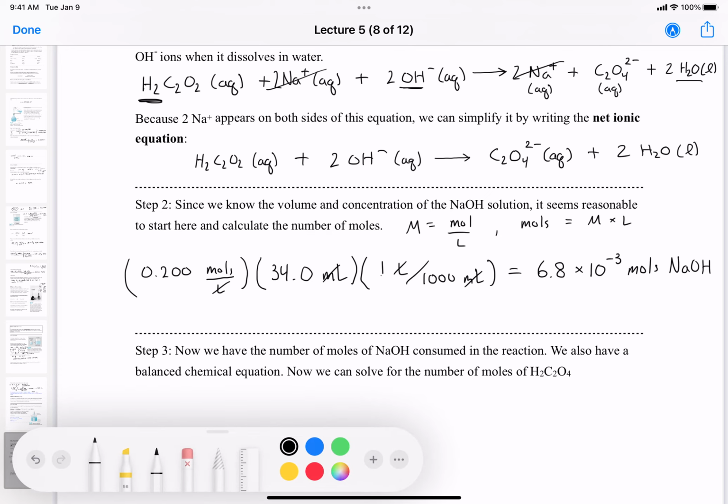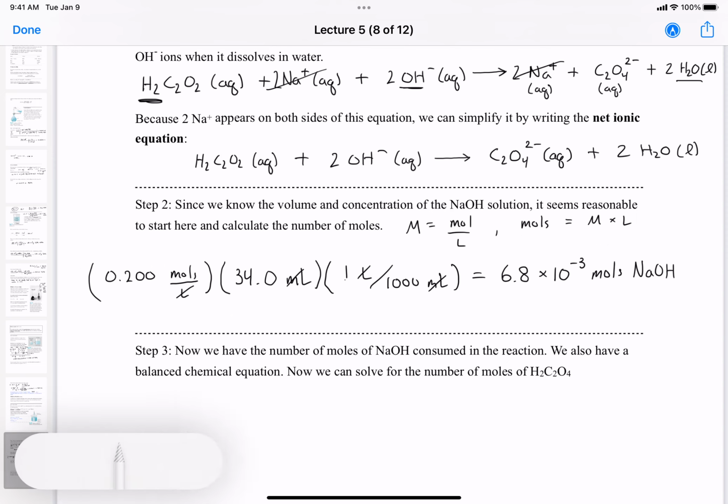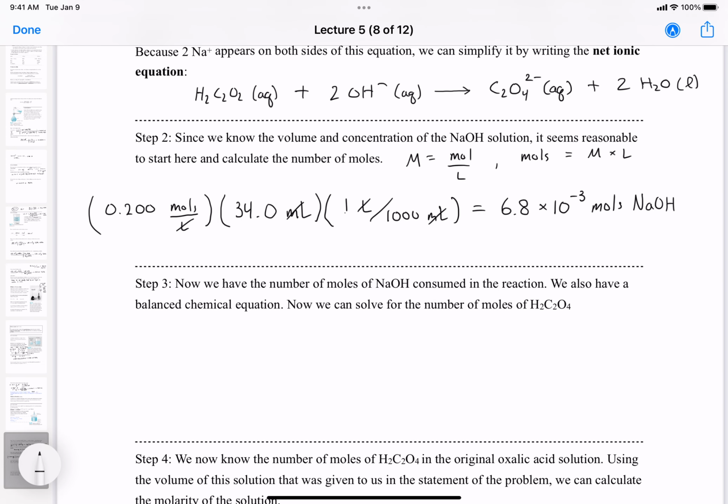Okay, so let's move this over a bit so we can see it. All right, so that's how many moles of sodium hydroxide reacted in solution. That's an important detail, right? Because now we can use the balanced chemical equation to figure out how many moles of this sodium hydroxide reacted with oxalic acid. So if this amount of moles was needed to consume all the oxalic acid, we can determine how many moles of oxalic acid were originally present in solution.